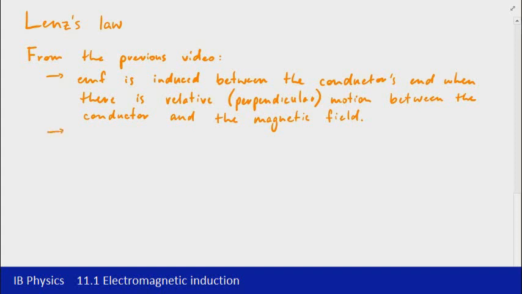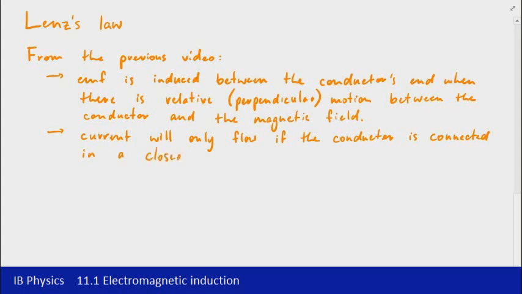Second thing then is that current will only flow when there is a closed circuit, or if the conductor is connected to a closed circuit. And the closed circuit that we had in the previous video incorporated a resistor. It doesn't really matter what that closed circuit is, so long as there is a path for current to flow through. And if there's no path for the current to flow through, then there won't be a current induced.